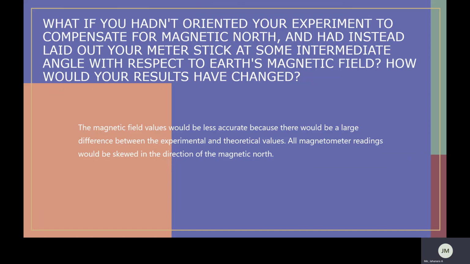Lastly, onto the questions we were asked. What if you hadn't oriented your experiment to compensate for magnetic north and had instead laid out your meter stick at some intermediate angle with respect to Earth's magnetic field, how would your results have changed? I said that the magnetic field values would be less accurate because there would be a large difference between the experimental and the theoretical values. All the magnetometer readings would be skewed in the direction of the magnetic north.